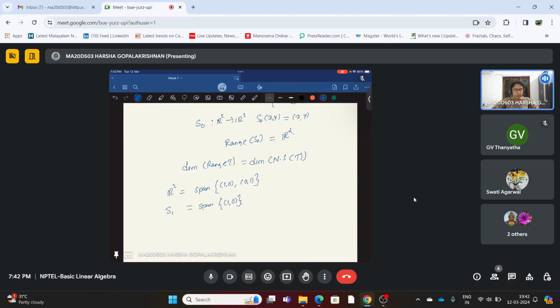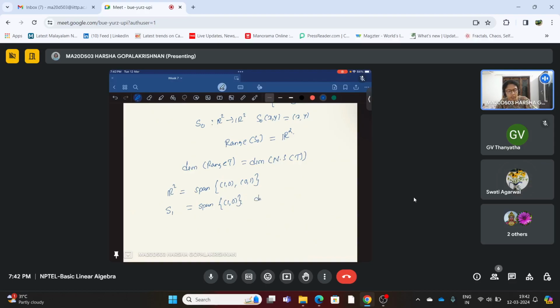So it will be a subspace, right? Because you can check: {1,0} is a linearly independent set, obviously it is a non-zero vector. And also, we are taking all the span, so all the linear combinations are taken. So it is a subspace.